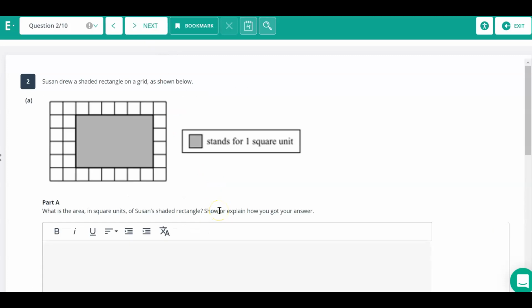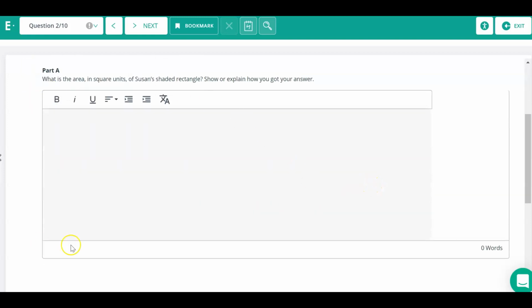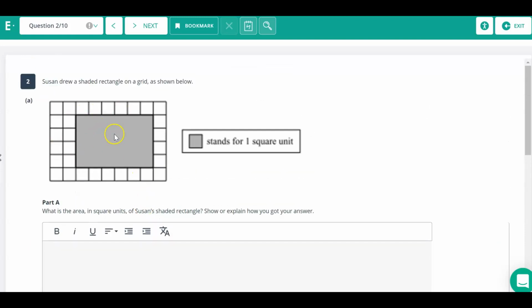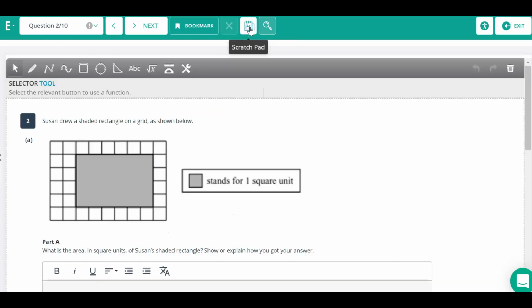Then click Next. For this next one, Susan drew a shaded rectangle on a grid as shown below. What is the area in square units of Susan's shaded rectangle? Show or explain how you got your answer. Now on iLearn, you'll have to type out how you got an answer for math. So we're going to practice that by using complete sentences. The first thing we need to do is click on our scratch pad.